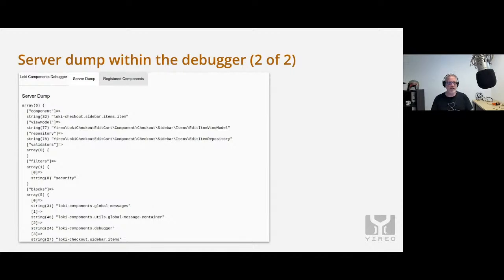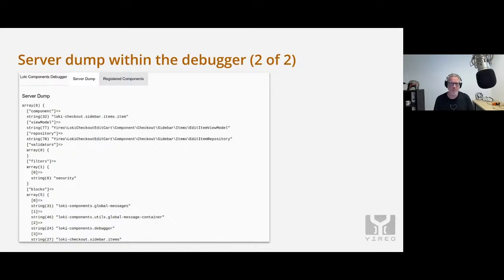And second, the debugger also ships with a server dump. That's just simply a little bit of tracking of what goes on in that AJAX call. And as you can see right here in the server dump, there's a component name, Loki checkout sidebar items item, and that's actually equal to the block name in the XML layout. We can see that the view model and a repository are being called. We can see what kind of validators are being called. And as a result, what kind of HTML areas are going to be refreshed. So for instance, in this case, there's the global messages being refreshed. The debugger itself is being refreshed.